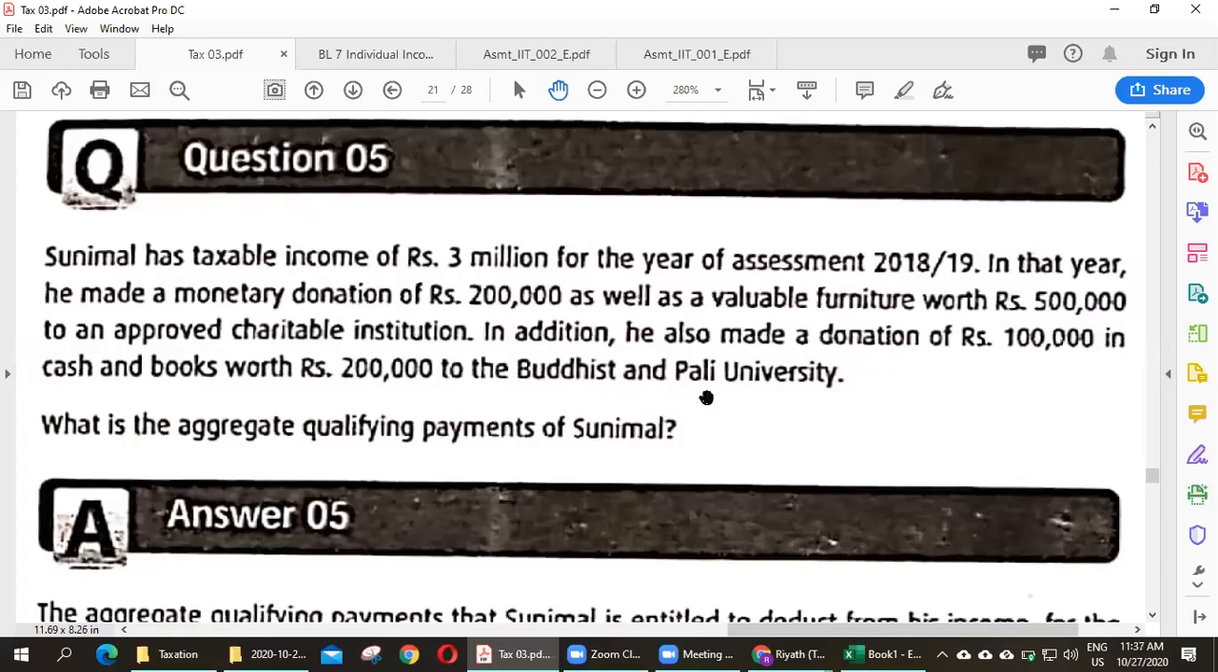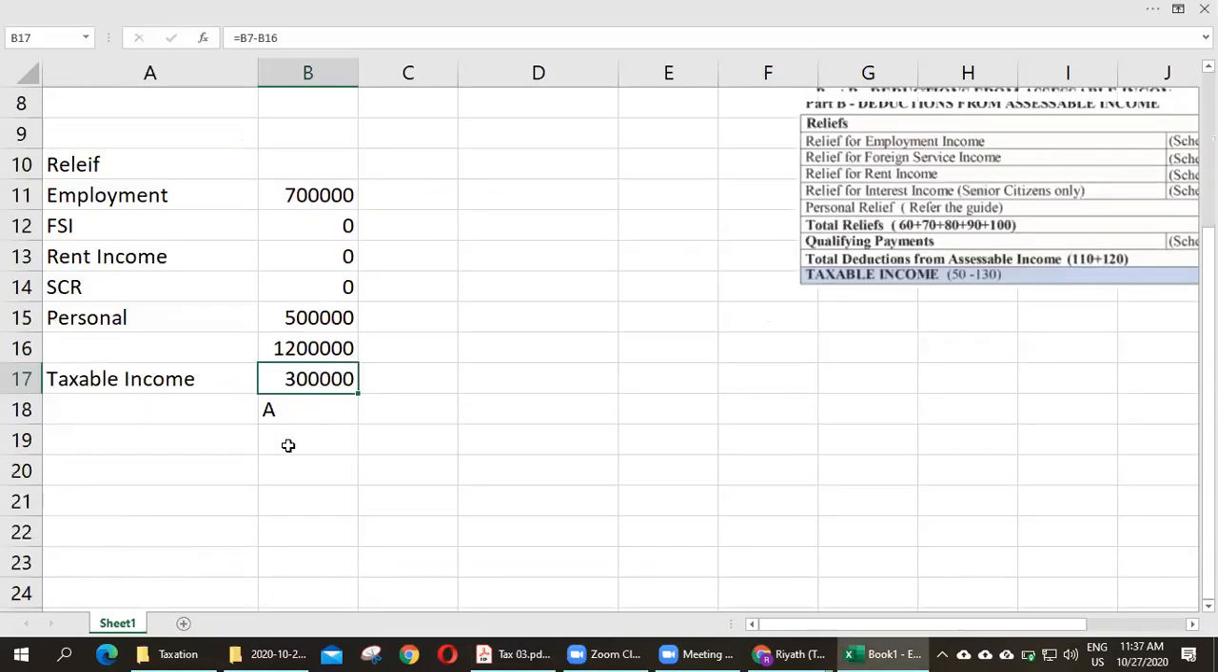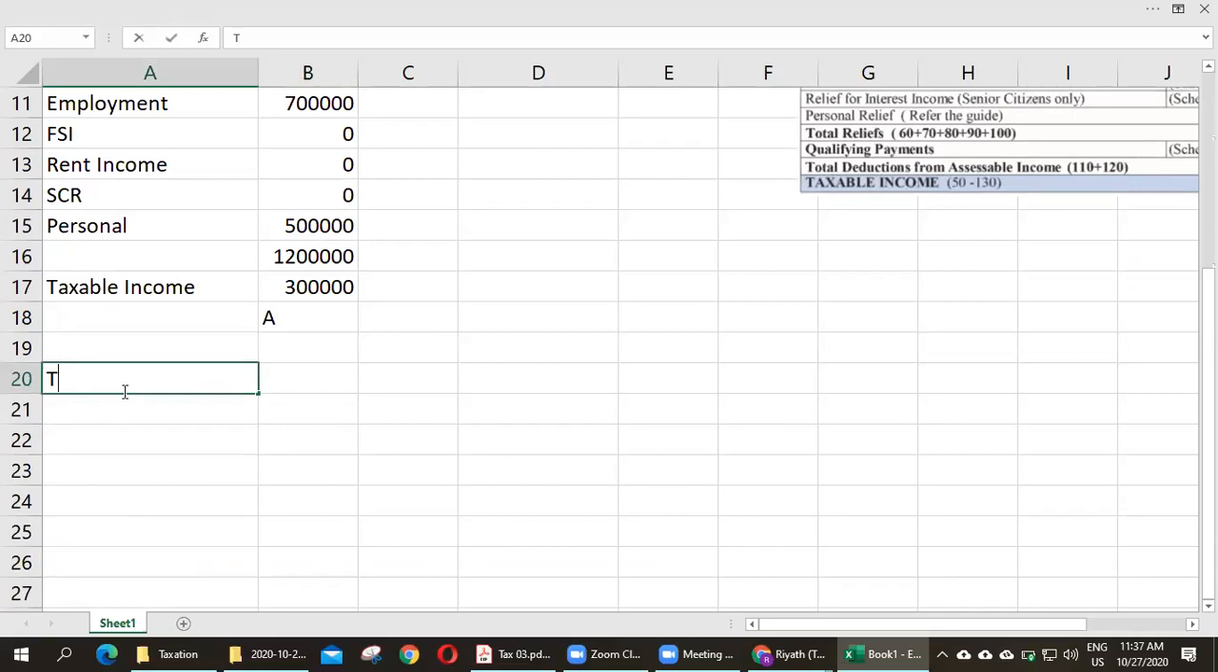So, how is it? Now, he already calculated taxable income. How much taxable income does Mr. Sunimal have? It is 3 million, right? In that year, he made a monetary donation, that is, money donation of rupees 200,000 as well as valuable furniture worth rupees 500,000 to an approved charitable institution. In addition, he also made a donation of rupees 100,000 in cash and books worth 200,000 to Buddhist and Pali University. Right? We will work out the taxable income.